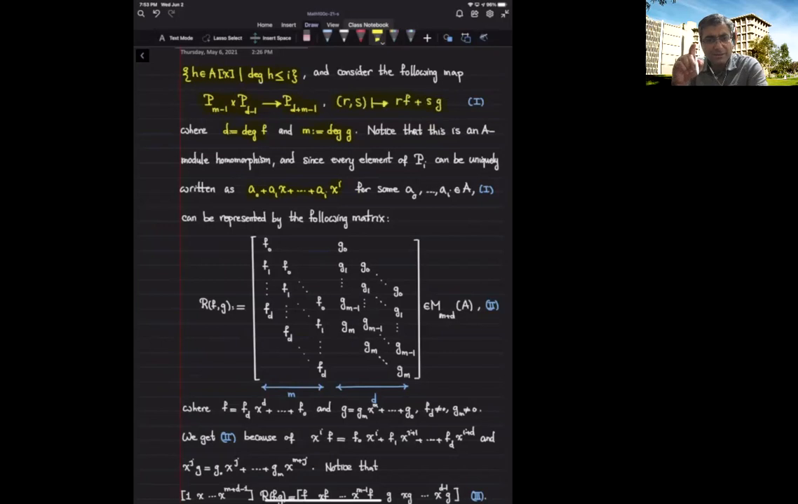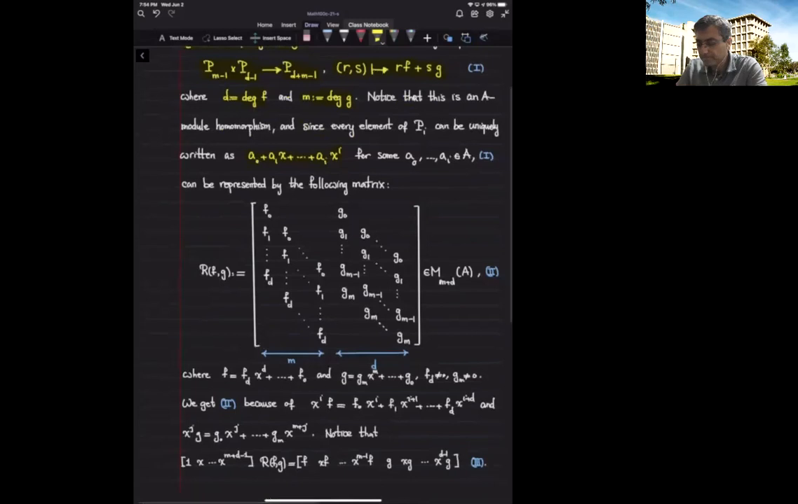I'm allowed to focus only on x to the power i comma 0 and 0 comma x to the power j, and try to see where they are going and write them in terms of an A-linear combination of powers of x. That way I can list the coefficients and end up getting a matrix that tells us how this A-module homomorphism works. So this is an A-module homomorphism, and I want to represent it using a matrix.